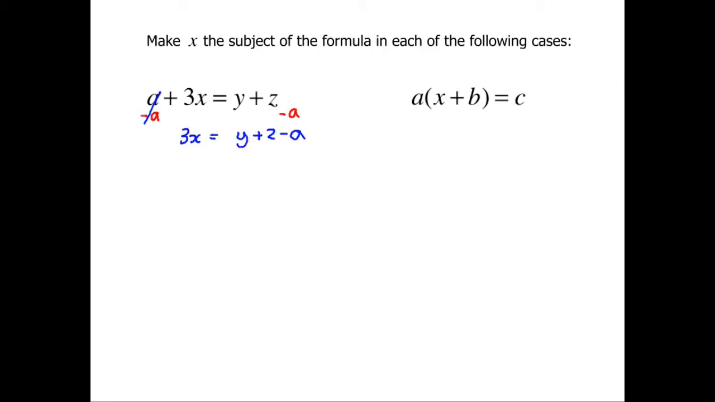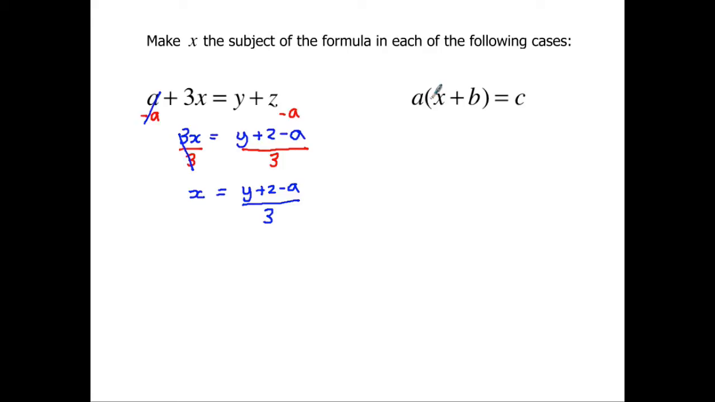We also need to get rid of the 3. That's currently 3 multiplied by x. So if I divide by 3, that will see that disappear, and I'll also divide the other side by 3. That will cause the 3 to cancel out. So I'm just left with x is y plus z minus a all over 3.